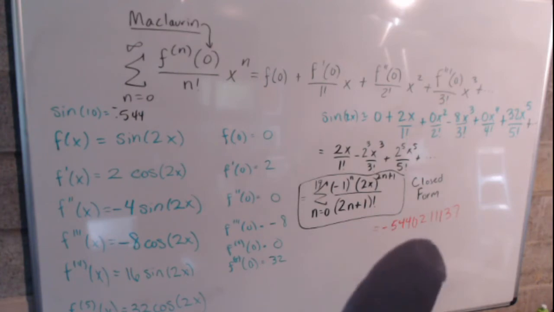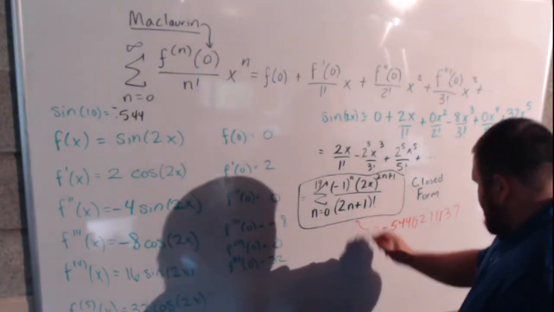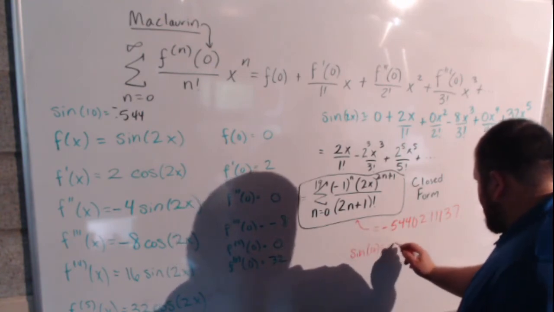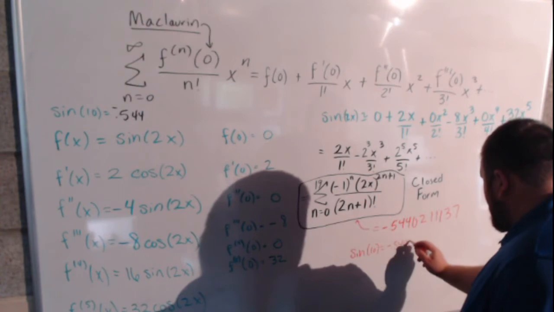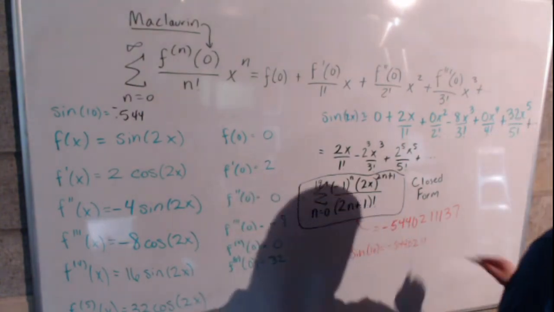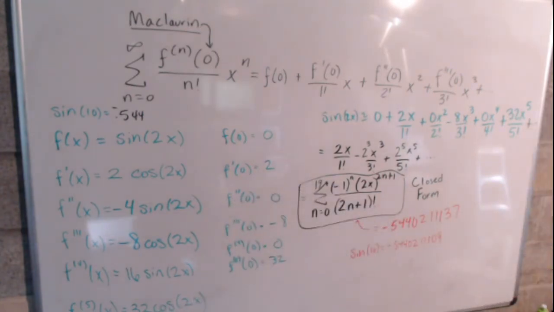So sine of 10 is negative 0.544021109. So very close. Right, it's good out to like 8 decimal places. So that one is quite accurate.